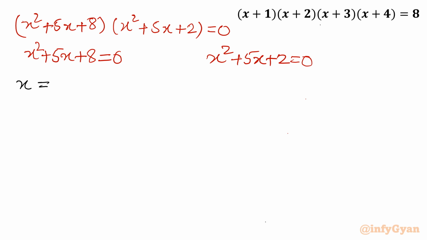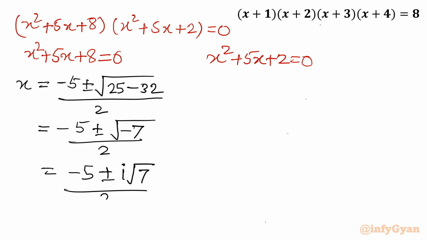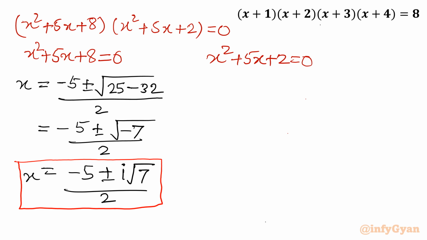Okay. x is equal to minus b, minus 5, plus minus square root of b square, so 5 square, 25, minus 4ac. a is 1, c is 8, 4 times 8, 32, over 2a, a is 1. So minus 5 plus minus, I will get 25 minus 32, negative 7. So our solution is about to come, where square root of negative 1 is i. So I will take i outside, and it will remain with root 7. So there are two complex solutions: minus 5 plus minus i times root 7, over 2.